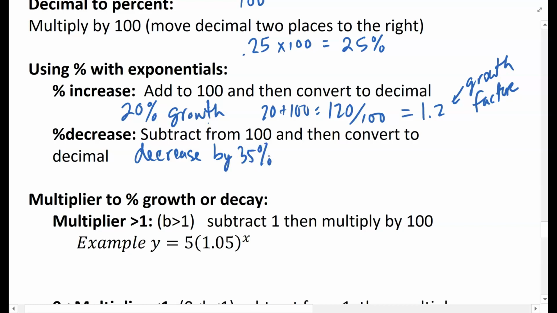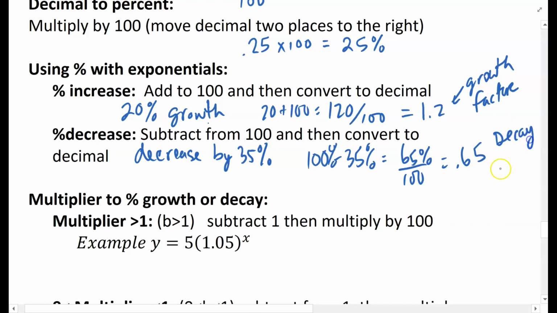Then I need to find my decay factor. To do that, we're going to take 100 minus 35, and these are both percentages, and that gives us 65%. Now if we divide that by 100, we get 0.65. So this is our decay factor.